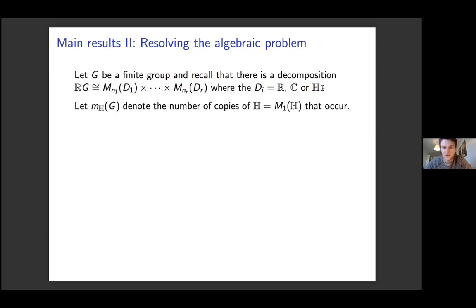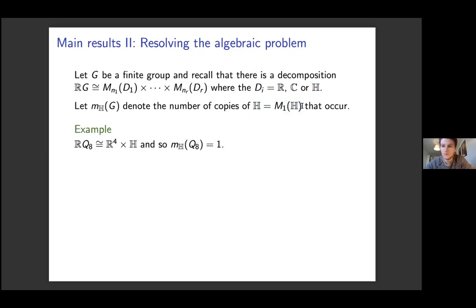And I'll make a definition, which is MH of G, to denote the number of copies of H that occur in this decomposition. So we're not allowing, like, M2 of H, 2 by 2 matrices over H. It's just the number of copies of 1 by 1 matrices over H that occur.